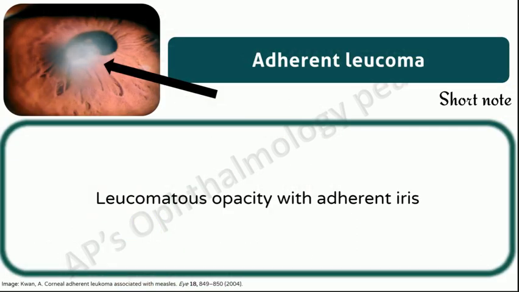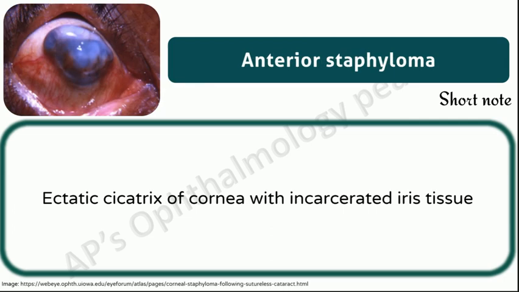So first, adherent leucoma. It is a leucomatous opacity with adherent iris. The presence of an adherent leucoma indicates either a past perforated corneal ulcer or corneal tear. Anterior staphyloma is an ectatic cicatrix of the cornea with incarcerated iris tissue.